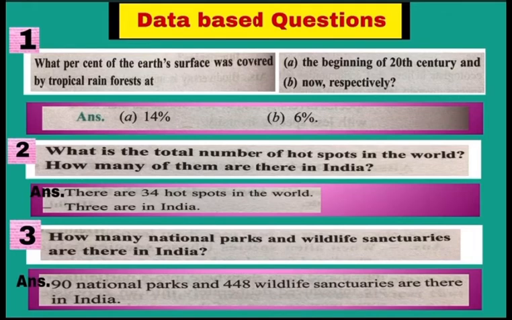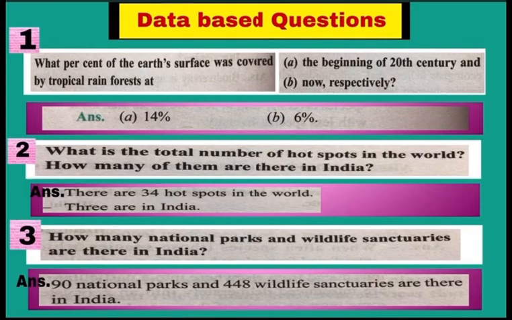Question number 1. What percent of Earth's surface was covered by tropical rainforest at the beginning of 20th century and now respectively? The Earth's surface covered by tropical rainforest at the beginning of 20th century was 14% and it is 6% now. Question number 2. What is the total number of hot spots in the world and how many of them are there in India? There are 34 hot spots in the world and 3 hot spots are there in India.